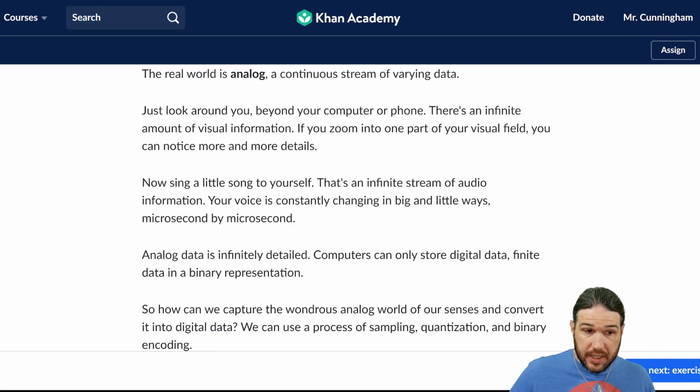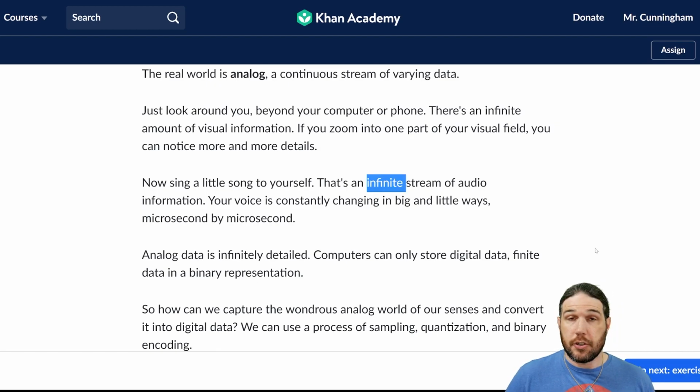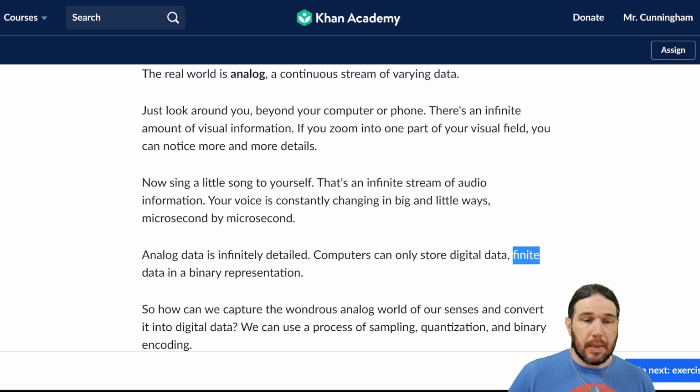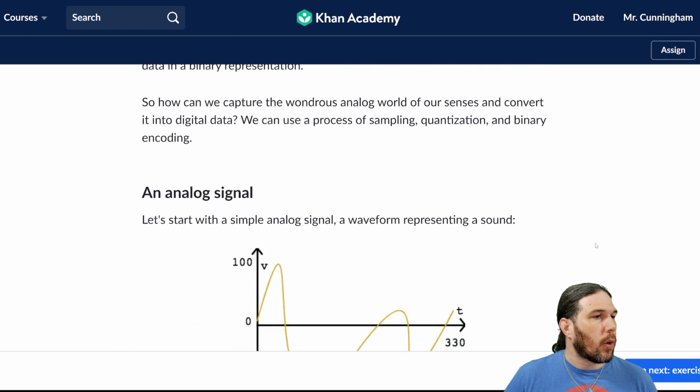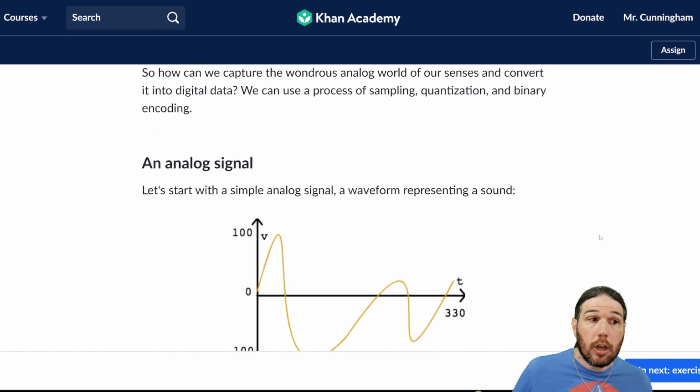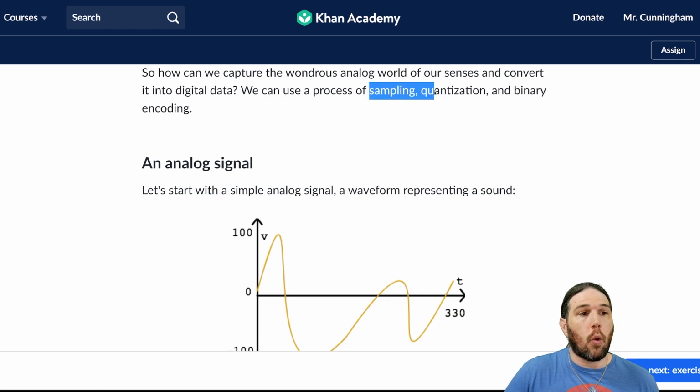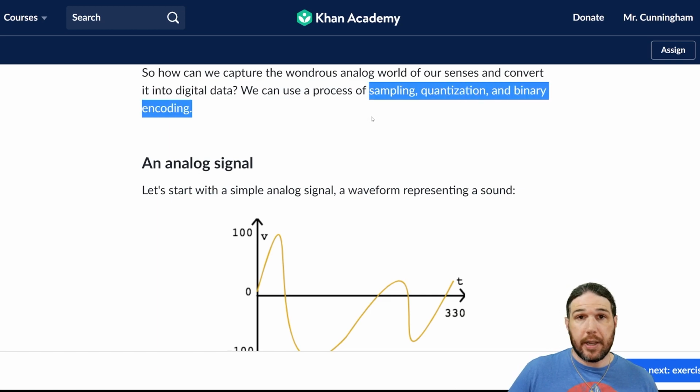Computers can only store digital data, finite data, in a binary representation. So again, infinite means there's no end, and finite means that no matter how much it can hold, there is an end to it. So how can we capture the wondrous analog world of our senses and convert it into digital data? We can use a process of sampling, quantization, and binary encoding.